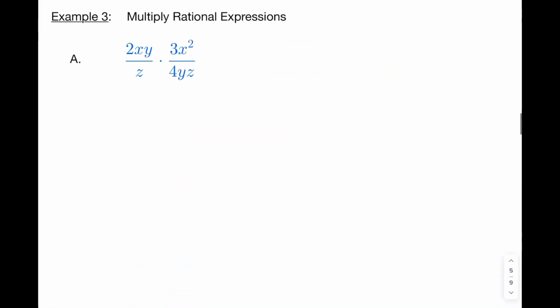Okay, let's move on to example 3. Okay, so now we're going to be multiplying rational expressions. And here, what we want to do is very similar to multiplying fractions, in that we would multiply across the numerator and then across the denominator. Okay, so then this would equal 6x cubed y over 4yz squared. Now we could have canceled some things earlier, but I'm going to go ahead and just do it right here.